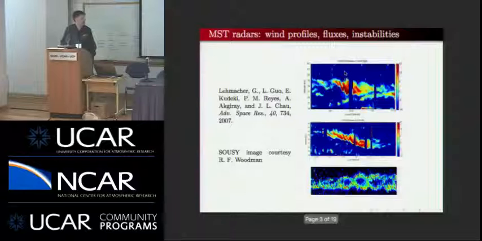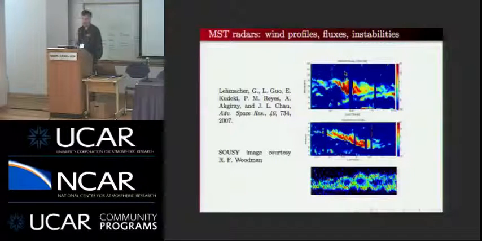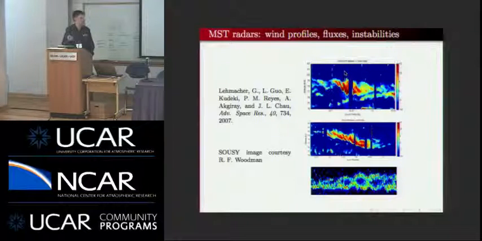One thing is, if you operate at VHF, you can see index of refraction fluctuations in the neutral atmosphere all the way up to the mesosphere, where you start seeing some electrons. I'm showing some backscatter from Jicamarca of index of refraction variations in the troposphere, the stratosphere and the mesosphere. The resolution here is really quite good, tens of meters or something like this.